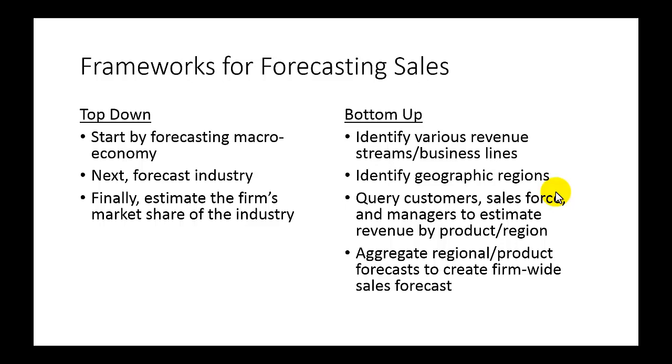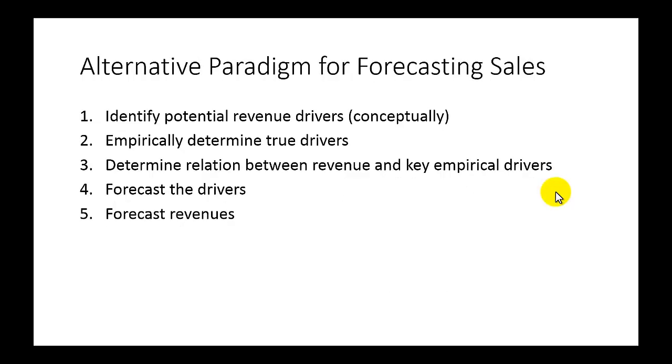So these are sort of 2 opposite ends of the spectrum when it comes to frameworks for thinking about how to forecast sales. Let me give you sort of an alternative paradigm. It's a little bit of a blend, probably has a little bit more to do with the top-down approach. So some people think of it this way. Maybe the first thing you should do in forecasting sales is ask yourself, what are the drivers of sales? In other words, what are the factors that really influence the sales of our product, of our goods and services?